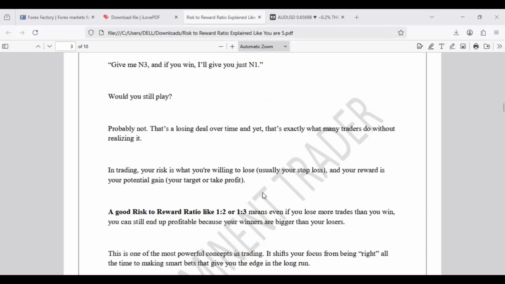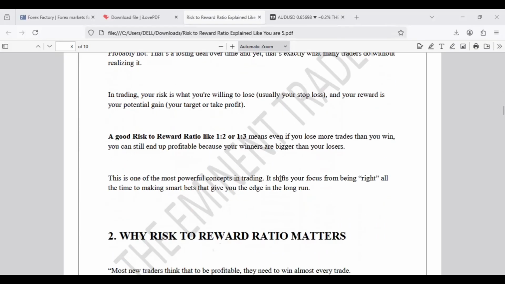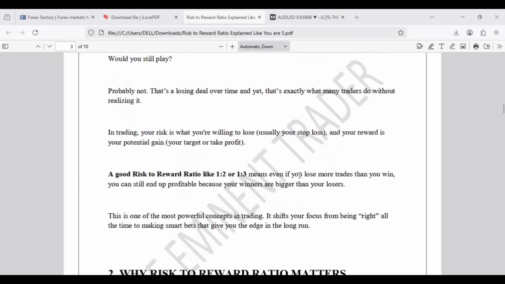And a good risk to reward ratio, like 1 to 2 or 1 to 3, means that even if you lose more trades than you win, you can still end up being profitable because your winners are bigger than your losers, which means that the profit you make from your winning trades is more than the losses you take from your losing trades. And you remember that losses are inevitable in trading. You will definitely lose, which is why it is important to always have a very good risk to reward ratio.